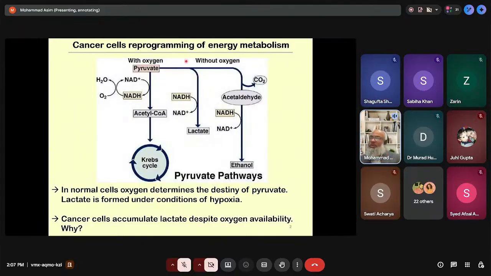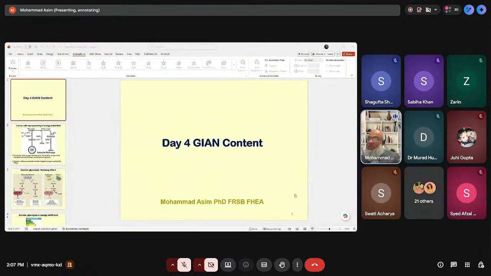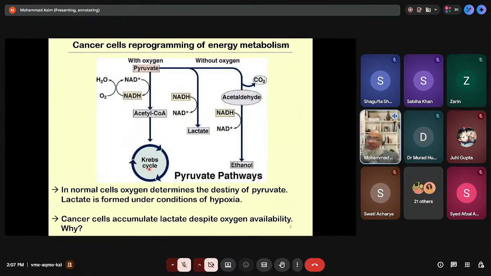So normally what is happening here is that this pyruvate which is produced usually, and I'm talking about normal cells, is converted into acetyl-CoA and goes into the Krebs cycle. If a cell experiences that there is no oxygen or less oxygen, they actually decrease the flow of energy generation through this pathway, but they start relying on these pathways.